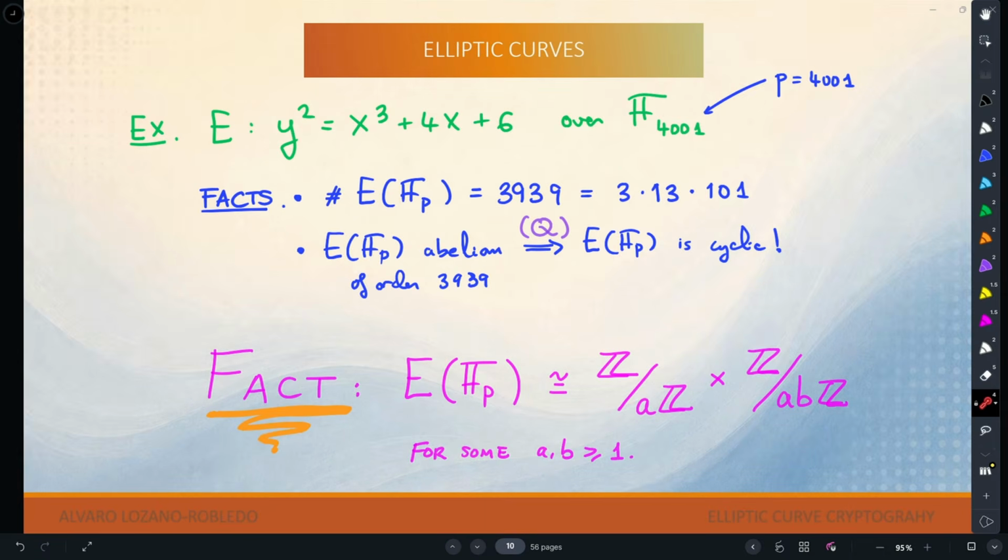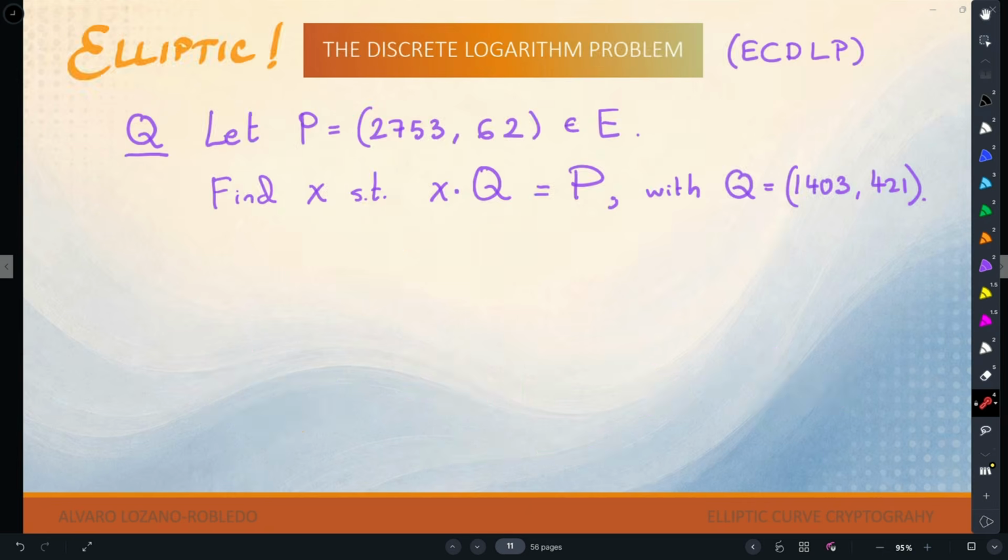So by the way, every group of this sort, a group of points on an elliptic curve over a finite field, has this sort of group isomorphism structure. It doesn't have to be cyclic in general, but in this case, it just turns out to be cyclic. So the elliptic discrete logarithm problem is problems of that sort.